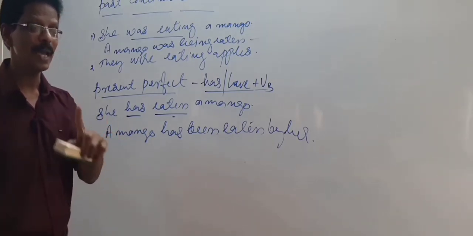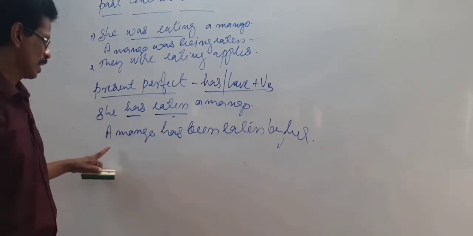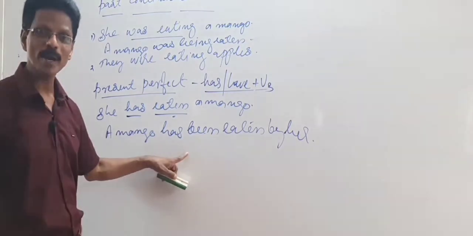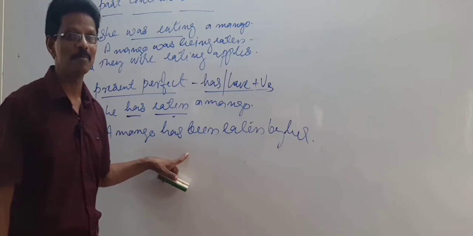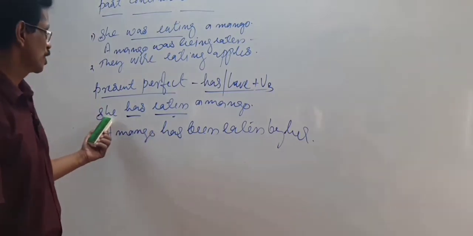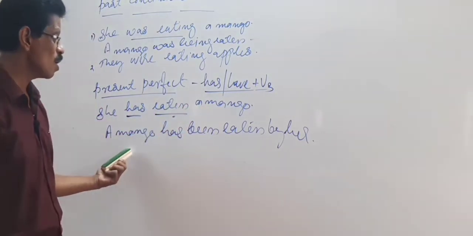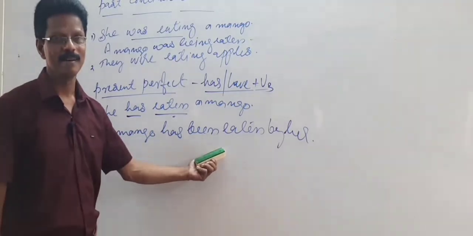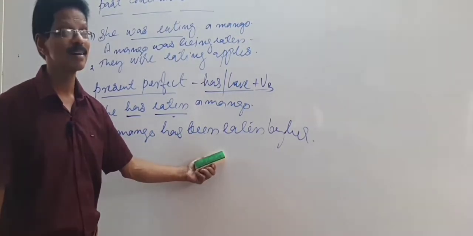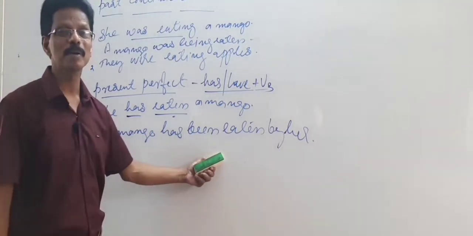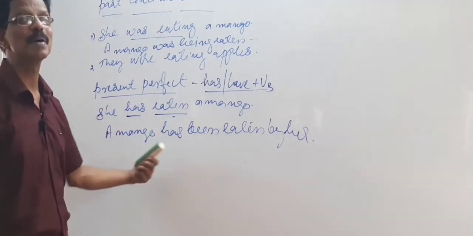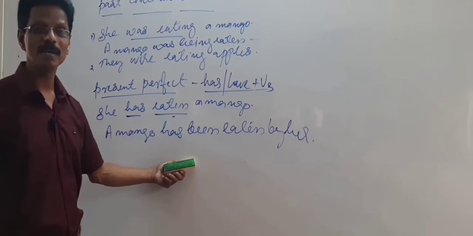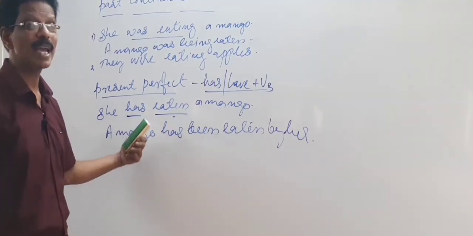V3 of B, been. Okay now? Yes, ing of B, being. In the same way, V3 of B is been, B-double-E-N, been. So, she has eaten a mango, has been. I have driven a car, has been driven by me. She has sung a song, has been sung by her. They have eaten apples, have been eaten by them.